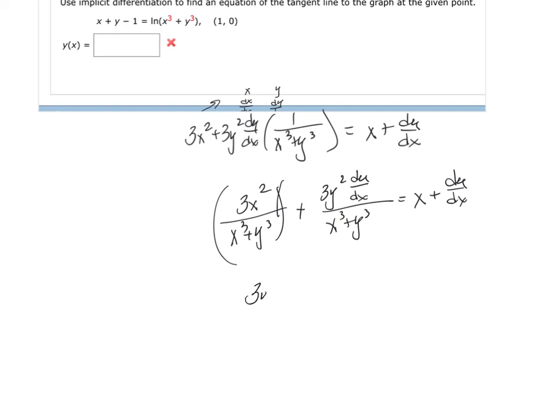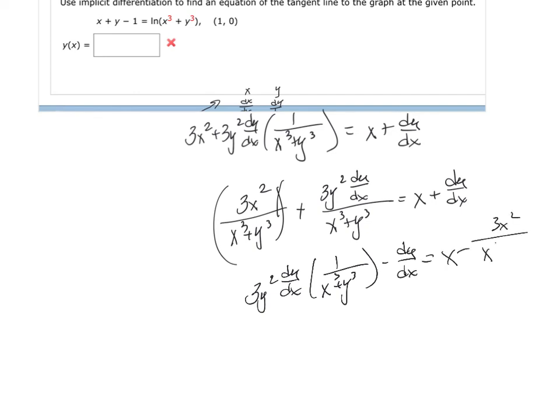So I have 3y squared dy over dx times 1 over x cubed plus y cubed minus dy over dx equals x minus 3x squared over x cubed plus y cubed. And depending upon your algebra skills, you could go ahead and plug in all of your x's and y's right now and then solve for dy over dx. That's probably going to be easier for a lot of you.